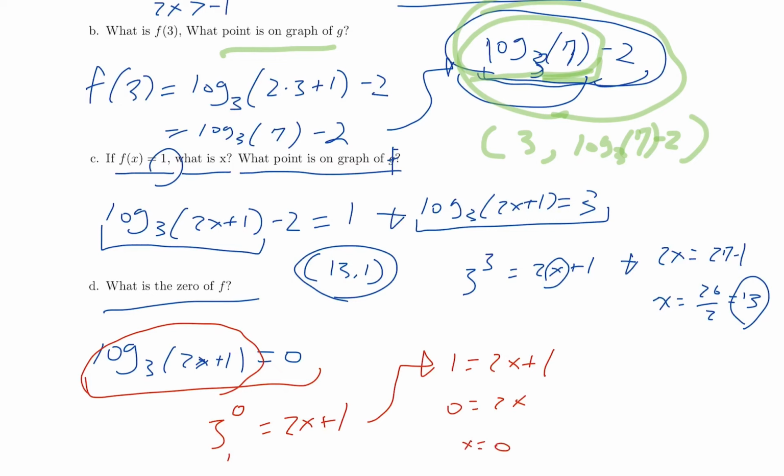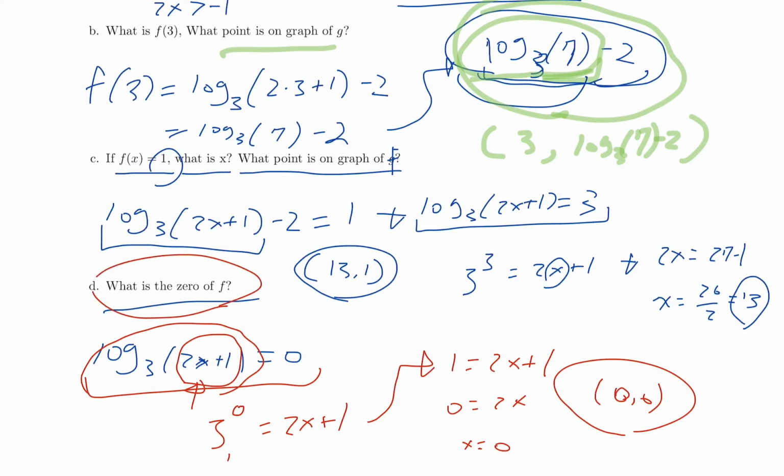Okay. So can we plug 0 in here? Yes, because 2 times 0 plus 1 is 0 plus 1, which is still 1. So the inside of the log is still a positive number. So y is 0 when x equals 0. That means that 0, 0 is a point on this graph. It's actually an x-intercept and also happens to be a y-intercept.